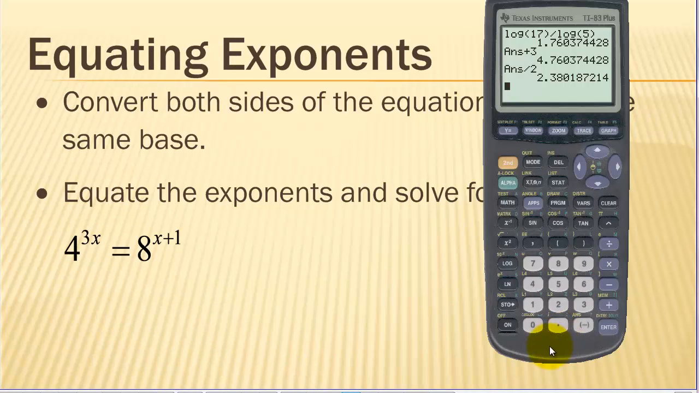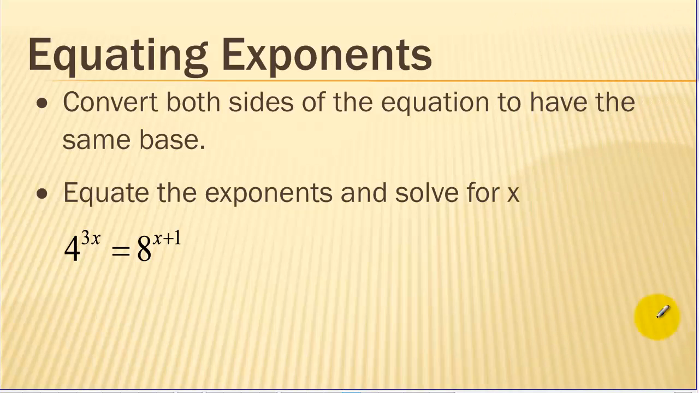Now, another way of solving a different type of exponential functions is when we have exponential functions on both sides of the equation. Now, this method that we're going to do will only work when these two bases are powers of the same number. In this case, both of these are powers of 2. So we need to convert both sides to have the same base. So 4 is 2 squared, and that's raised to the 3x power. And 8 is 2 cubed, and that's raised to the x plus 1 power.